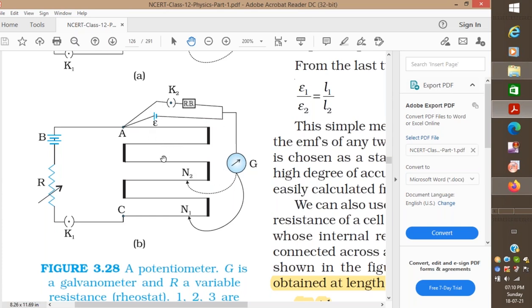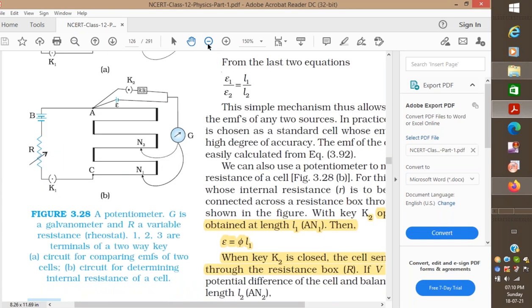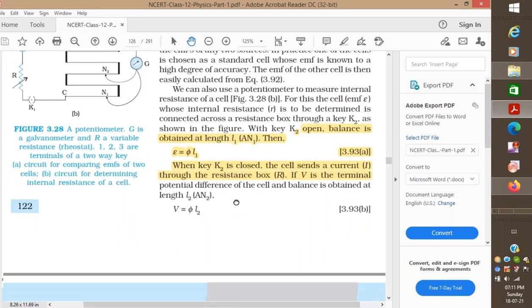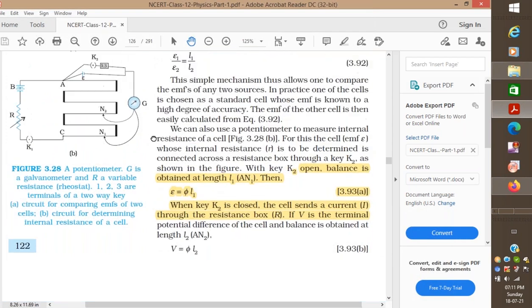Okay, KVL for this circuit. Look how we can write. I have defined. Okay, so now see, in the first case I have got phi into L1. In the second case, what do I get actually?